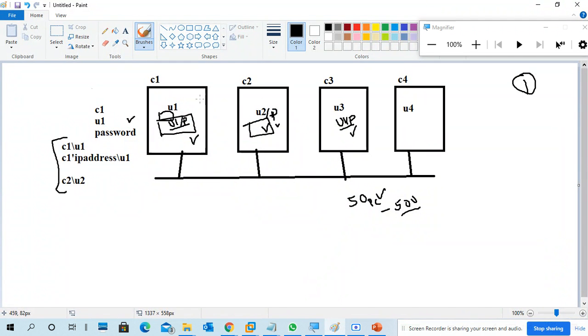Now I want to put a policy that users should not change their background and must always follow the same background. So I go to C1. Understand? I want to create a setting and enforce it so that each PC's background setting cannot be changed.